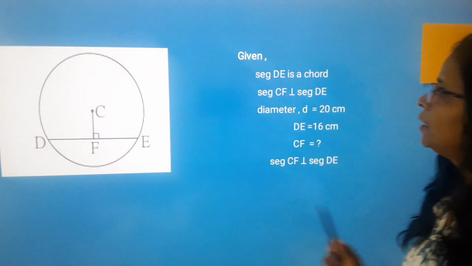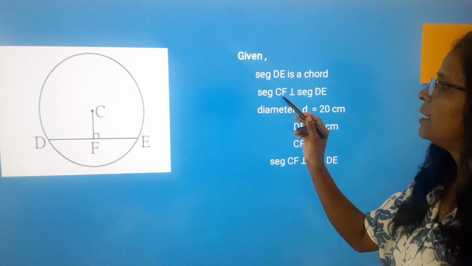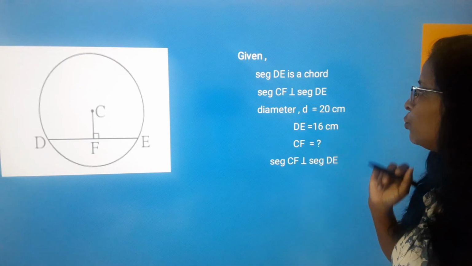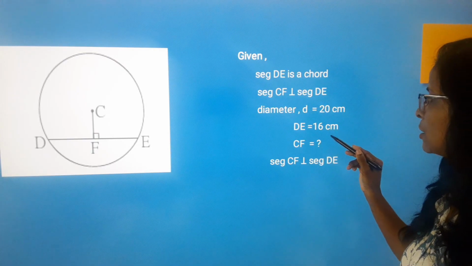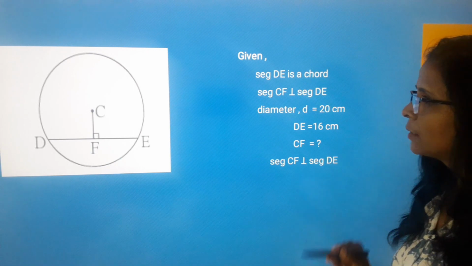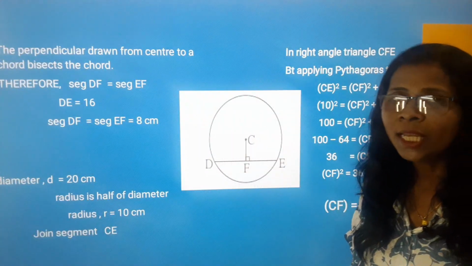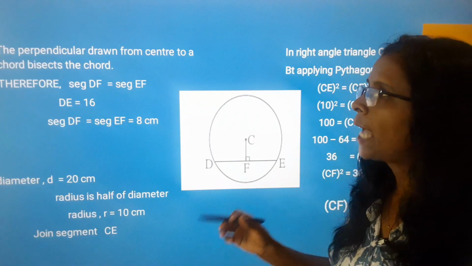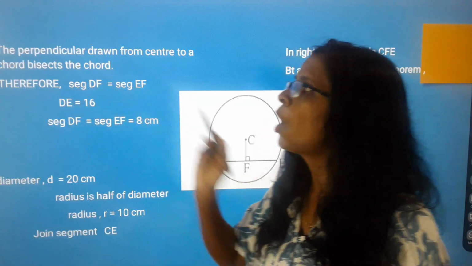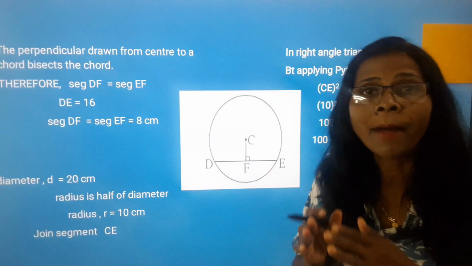First we write the given here, from the figure: segment DE is a chord, segment CF perpendicular to segment DE, diameter d is equal to 20 cm, DE is equal to 16 cm, and we have to find out CF, that means CF is equal to question mark. And here now students, as CF is perpendicular to DE, we can use the property of the chord, that the perpendicular drawn from the center to a chord bisects the chord.